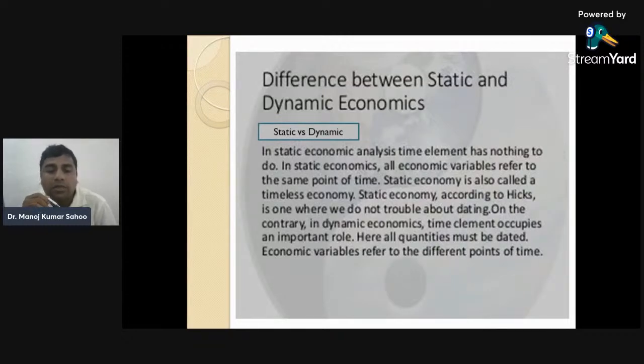The time element occupies an important role. And suppose you want to calculate the dynamic things for one month before, in the month of July, you can say that is the dynamic concept. So dynamic economics talks about different dates, different time periods, which are changeable. So economic variables refer to different points of time. Economic variables are also always changing with the change in time.